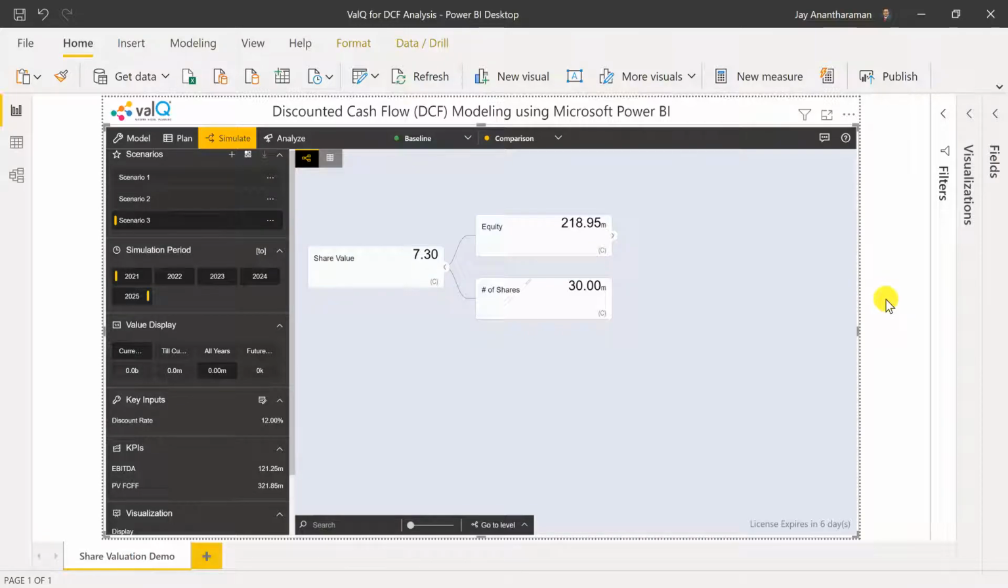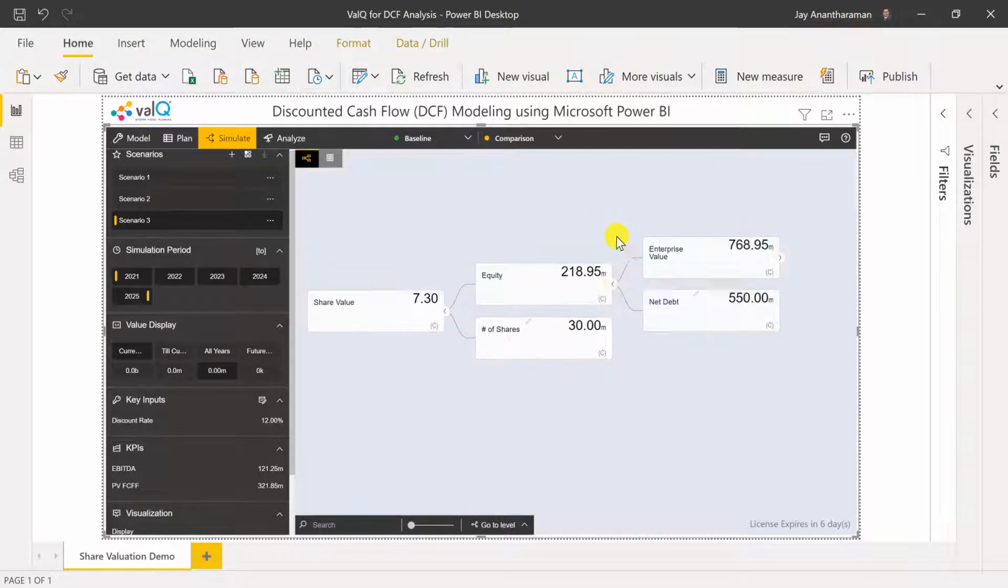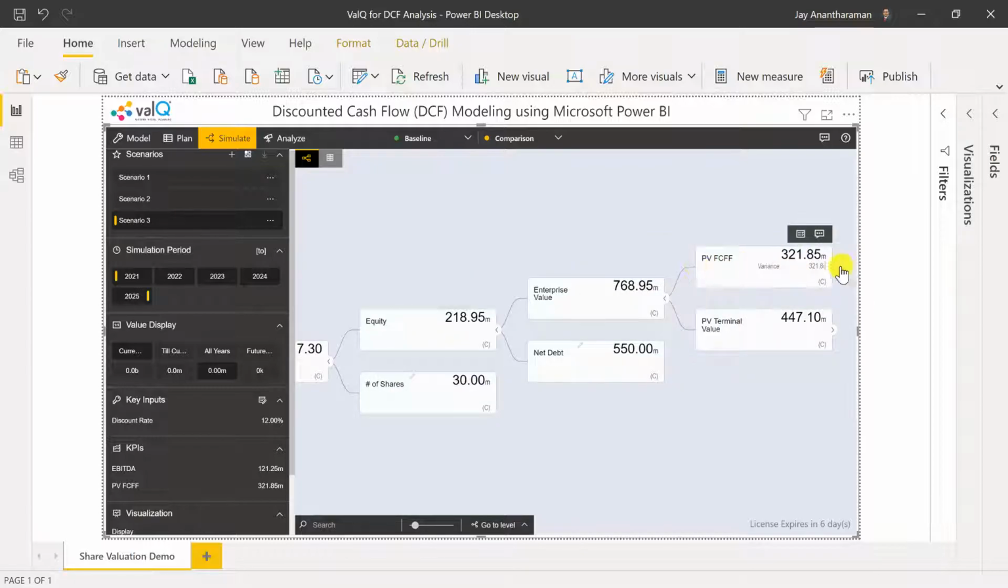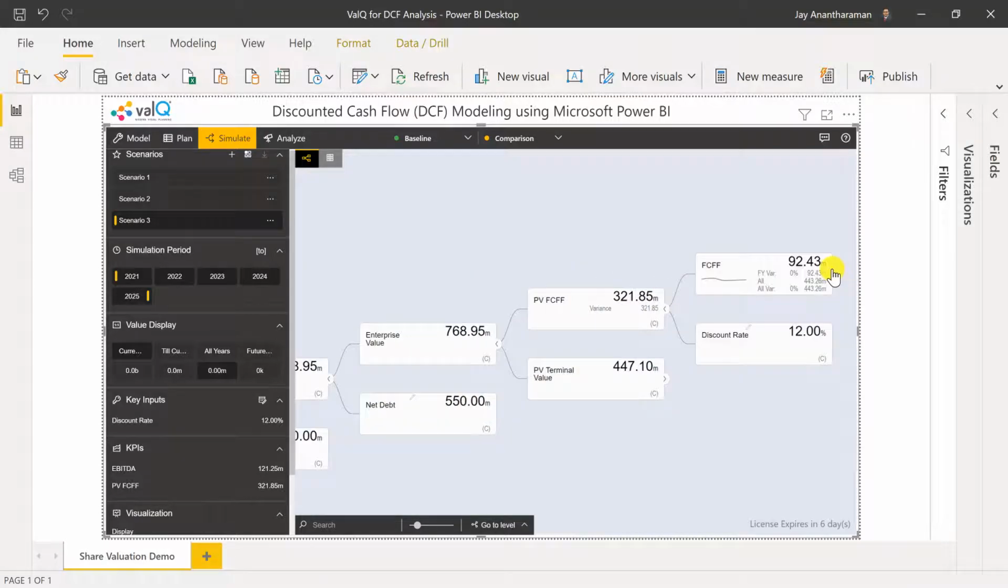Hello and welcome to a quick session on how we can perform discounted cash flow modeling using Microsoft Power BI. For this example, we are taking up a 5-year horizon where we are trying to value an organization. And this valuation, as you know, is based on a present value of free cash flows, which is in turn calculated from free cash flows over a 5-year period based on a discount rate.